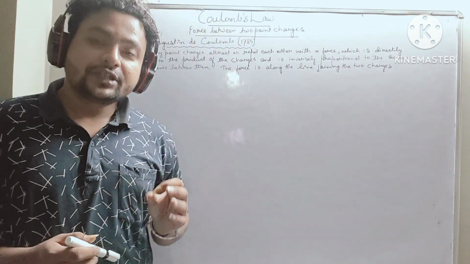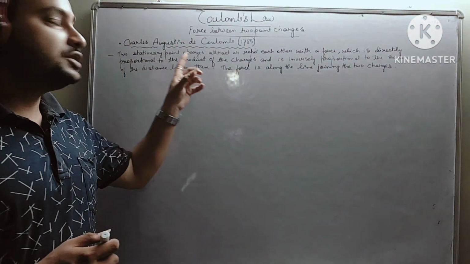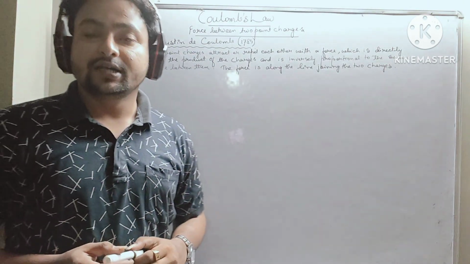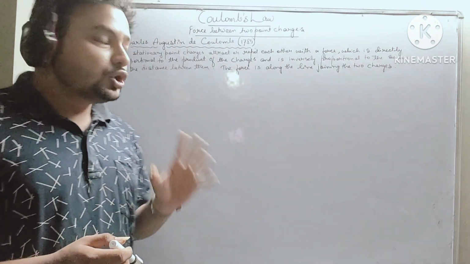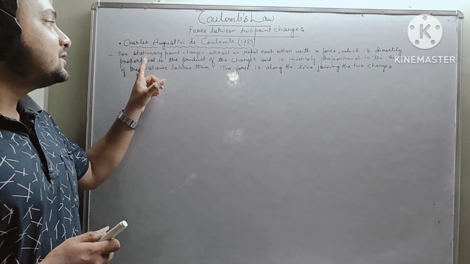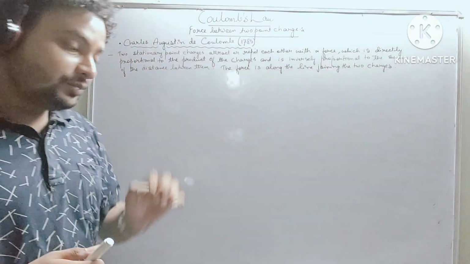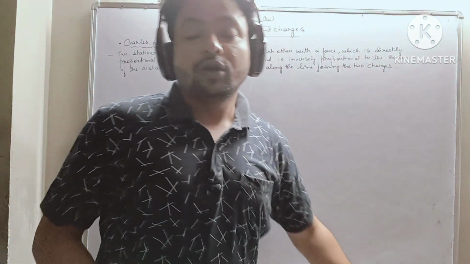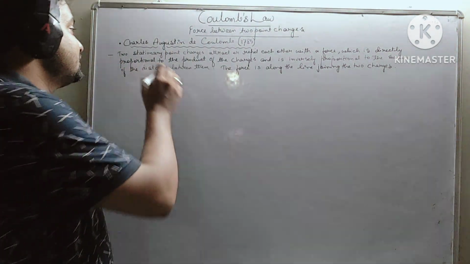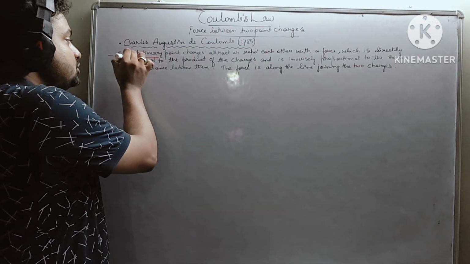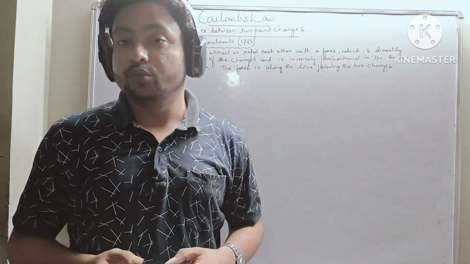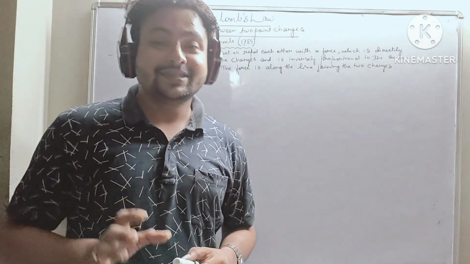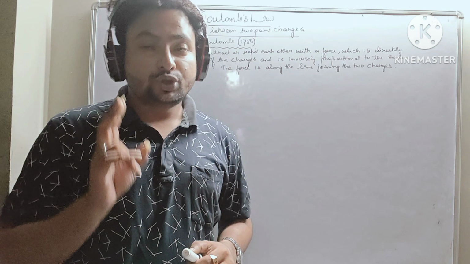Now Coulomb's law was given by Charles Augustin de Coulomb in the year 1785. Let's see what this law tells us. Coulomb's law tells us about two stationary point charges. Remember one thing, Coulomb's law has to be for two stationary charges. Of course it can work for more than two charges, but the basics of Coulomb's law is only for two charges.